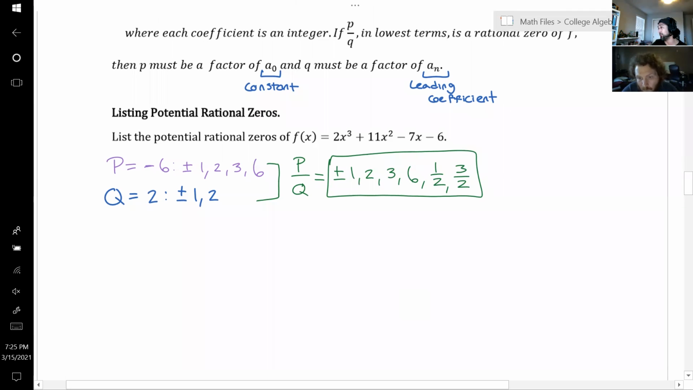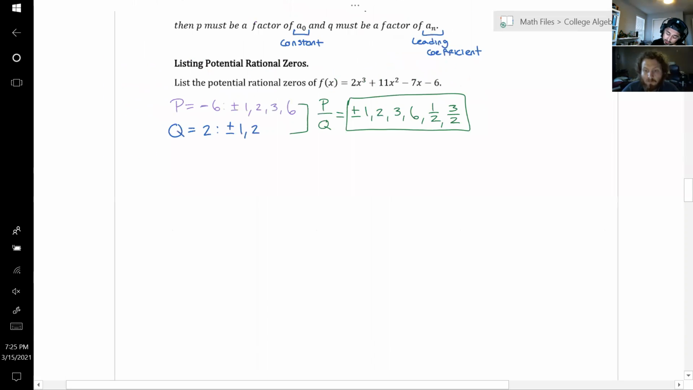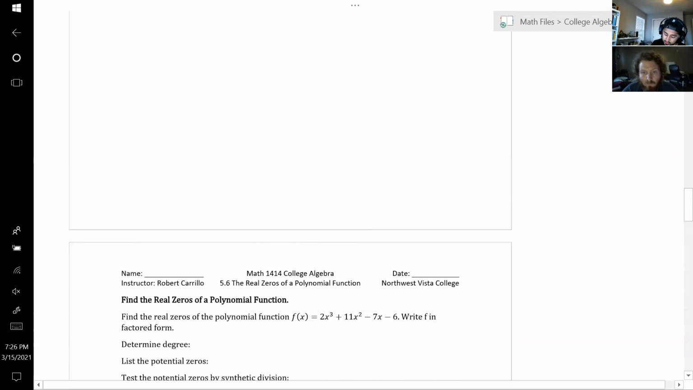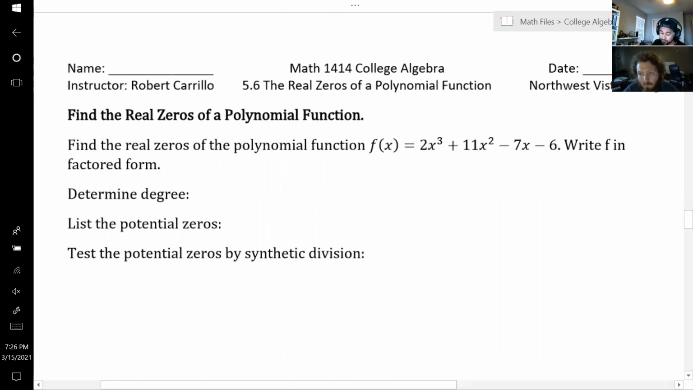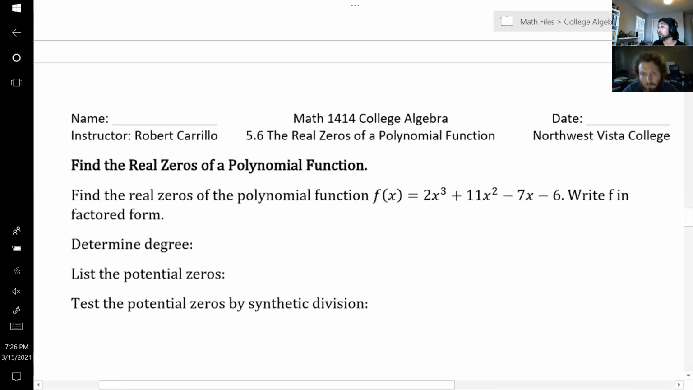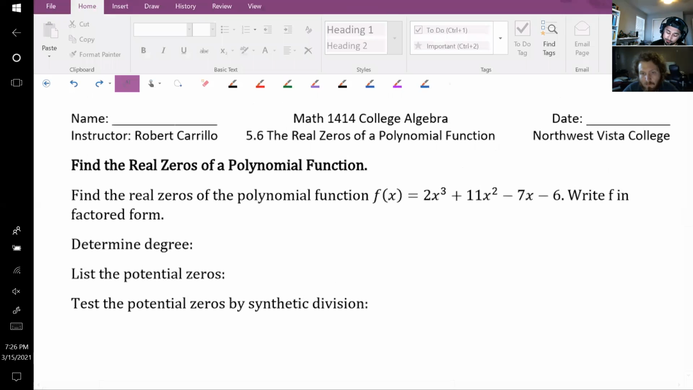So those are the potential zeros, and those are the ones that we will throw into synthetic division to try and break down this polynomial, to try and factor it, which means I think we can get started with that already. So let's go ahead and try it out. Find the real zeros of the polynomial function 2x cubed plus 11x squared minus 7x minus 6, and then write it in factored form. Okay, so first off, what is the highest degree of this polynomial?